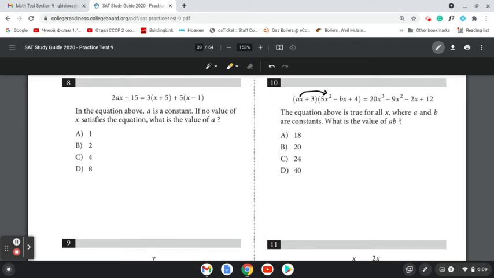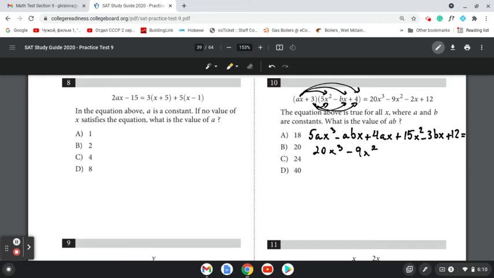So I'm going to start distributing ax and 3 to put that left side in standard form. So when I start distributing, I'll have 5ax to the third minus abx squared plus 4ax. And then I will distribute the 3, which makes it 15x squared minus 3bx plus 12. And I know that this has to equal 20x to the third minus 9x squared minus 2x plus 12.